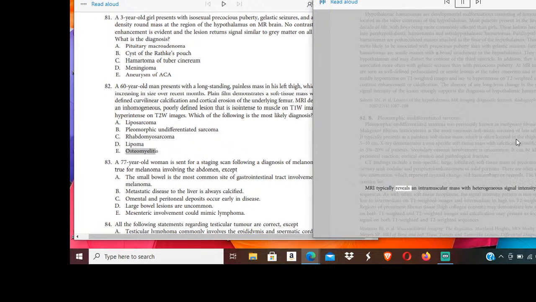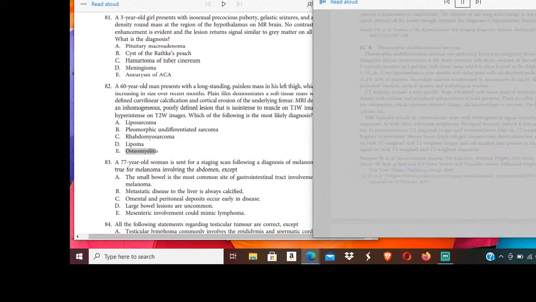MRI typically reveals an intramuscular mass with heterogeneous signal intensity on all pulse sequences. As with other soft tissue neoplasms, the signal intensity pattern is nonspecific, usually low to intermediate on T1-weighted images and intermediate to high on T2-weighted images. Regions of prominent fibrous tissue, high collagen content, may demonstrate low signal intensity on both T1-weighted and T2-weighted images, and calcification may present as foci of low signal on both T1-weighted and T2-weighted sequences.